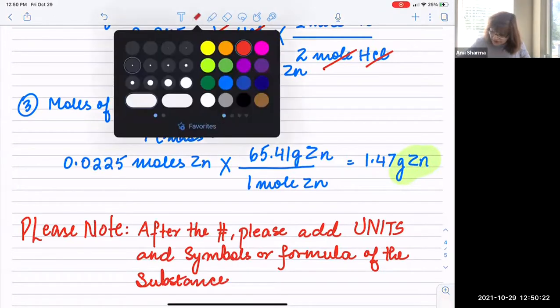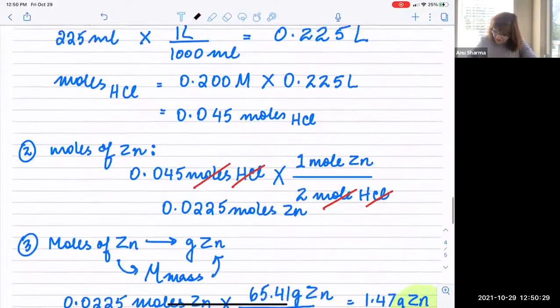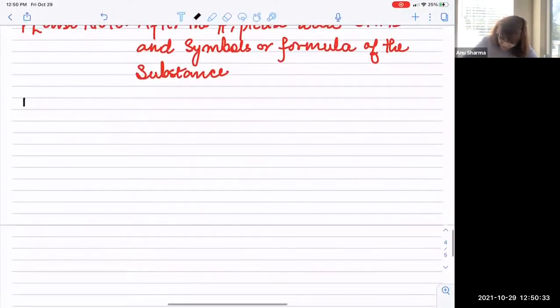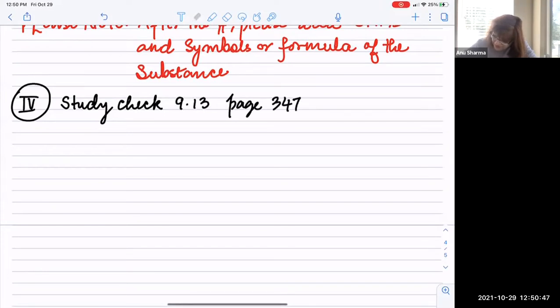Okay, let's move on to the next one, which is volume of a reactant in a solution. This one was 3 and this is the 4th. Now here you have the study check, 9.13, page 347. All right, so here you have a reaction in sample 9.13.